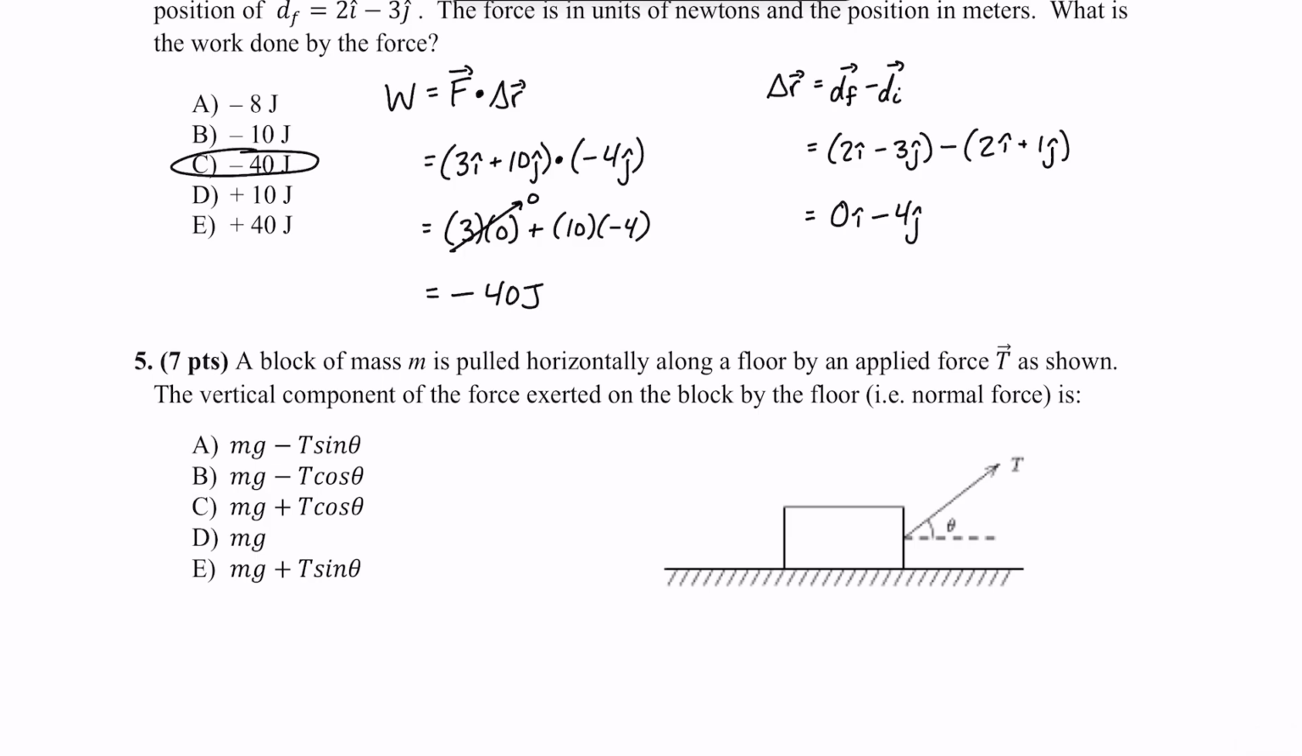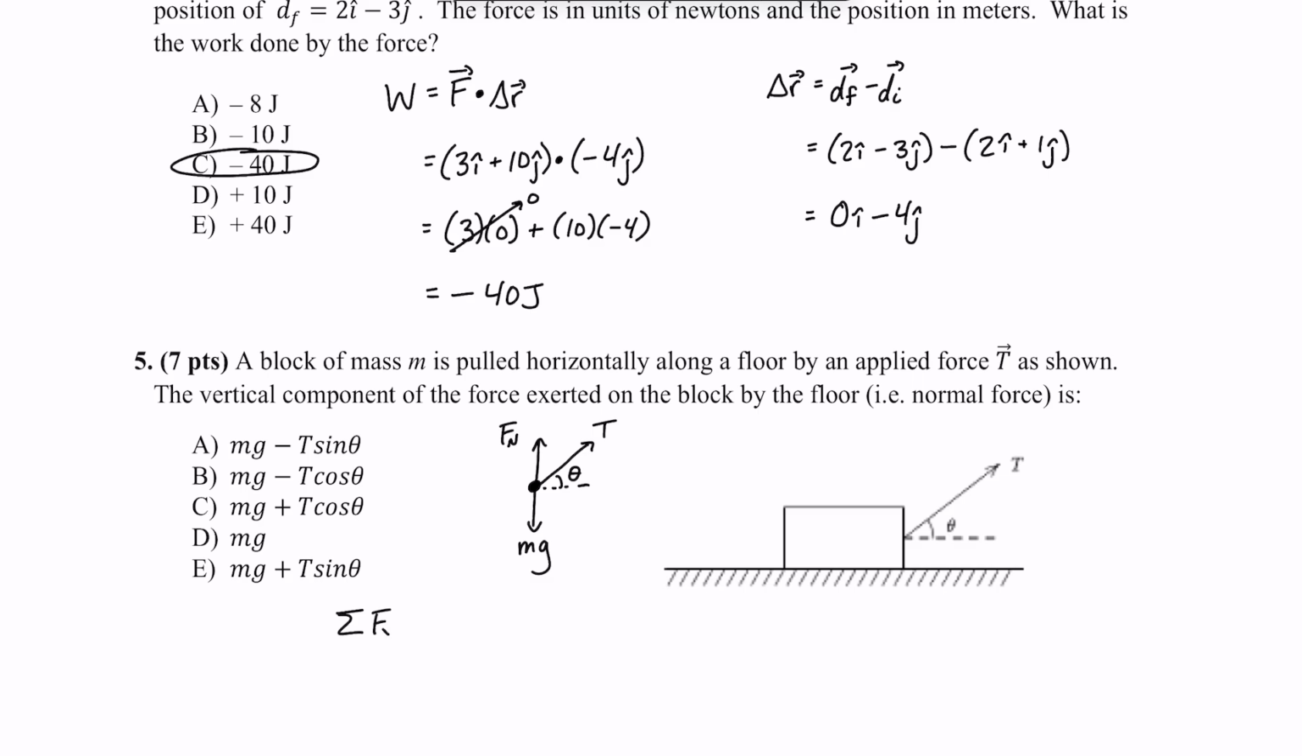In the next problem, a block of mass m is pulled horizontally along a floor by an applied force T as shown, and we're asked about the vertical component of the force exerted on the block by the floor, i.e. the normal force. Drawing our free body diagram for this, we have a force due to gravity, normal force, and then the tension force at some angle theta to the right.